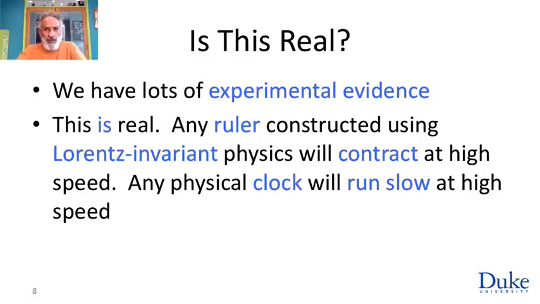You had a 1 meter ruler. You move it at some large fraction of the speed of light. The ruler is now 90 centimeters in length. What happened to the other 10 centimeters? Well, the answer is, what determined the length of the ruler in the first place? Well, the ruler is held together by electromagnetic forces.